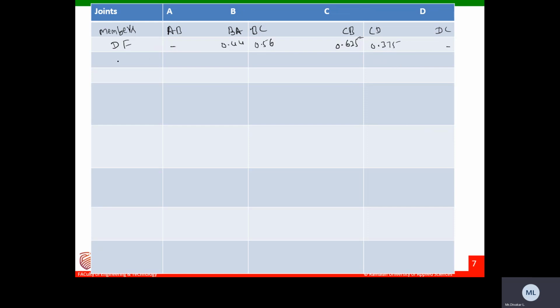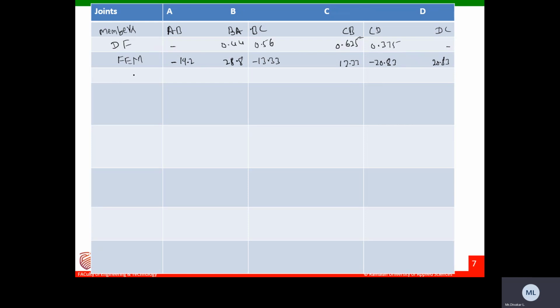Then let us write down the FEMs. What are the FEMs here? FEM is minus 19.2, 19.2, 28.8, and minus 13.33. This is plus 13.33, and this will be minus 20.83, minus 20.83, and plus 20.83. Okay, these are FEMs.